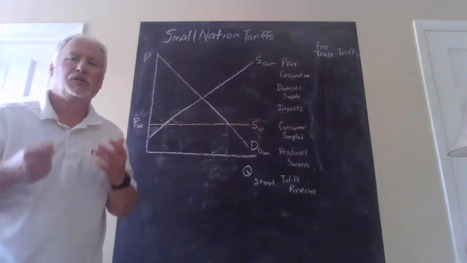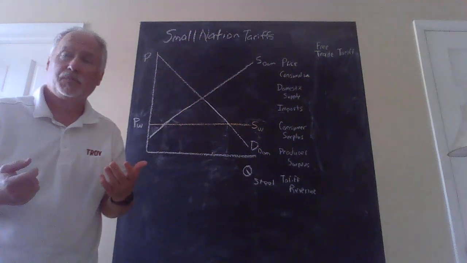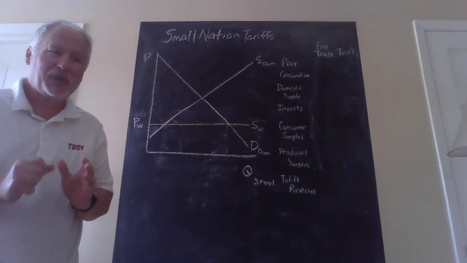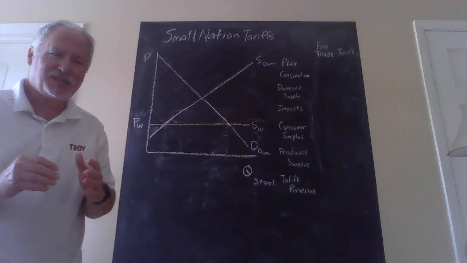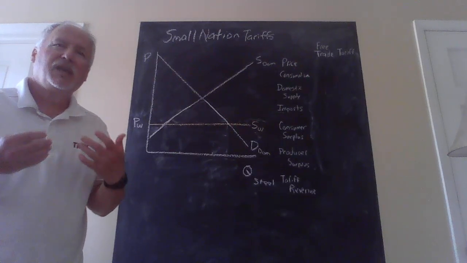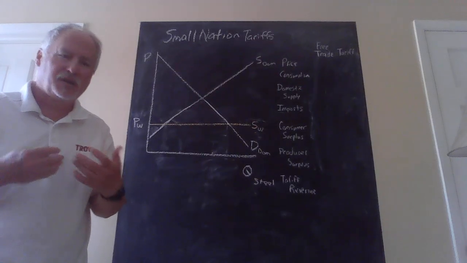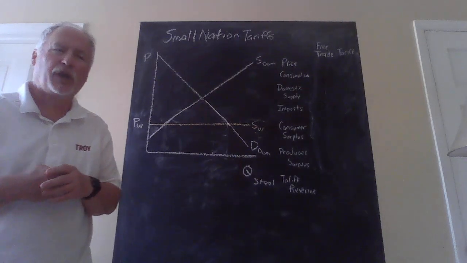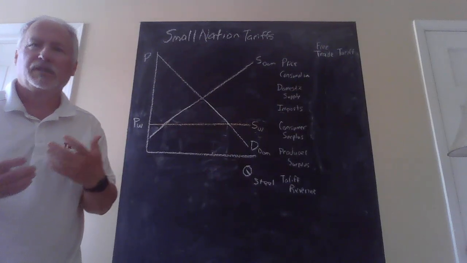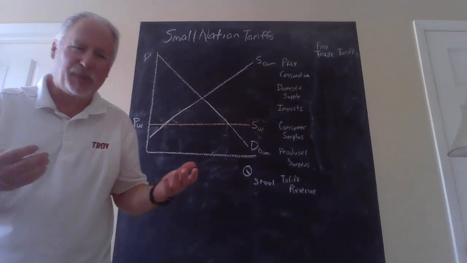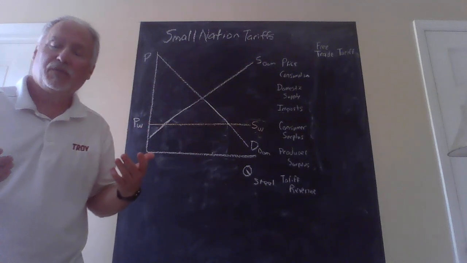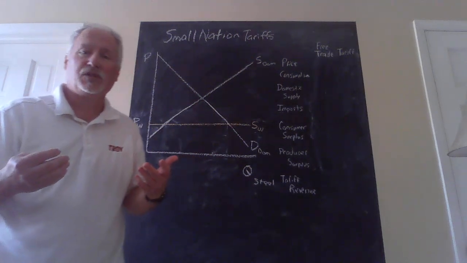Alright, so this video is going to look at the case of a tariff in a small nation. This is a big case to consider to understand how various forms of trade protection impact or disrupt the economics of free trade. There are a lot of different forms of trade protection: quotas, voluntary export restraints, non-tariff barriers. But if you understand what's going on in the case of the tariff, you can understand what's going on with those other ones as well.